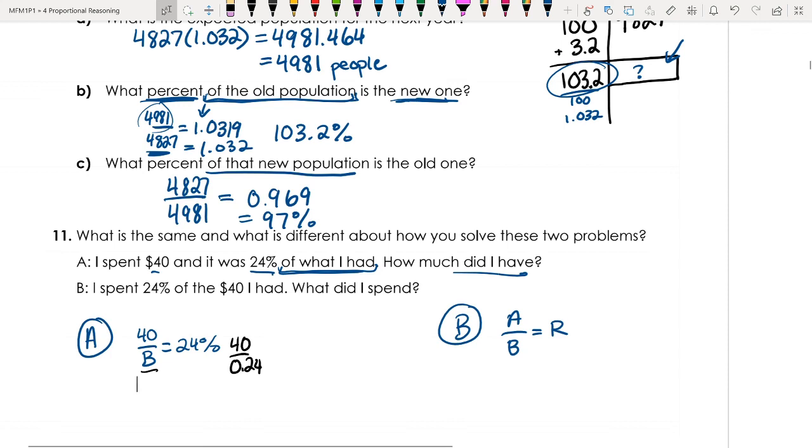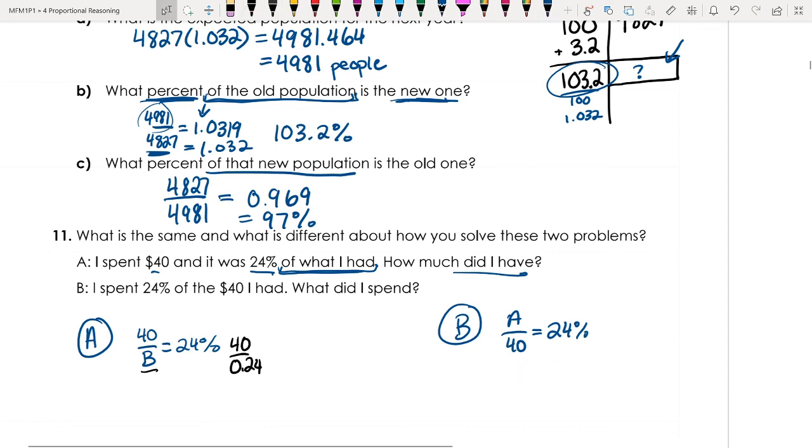Now in question number B, it says I spent 24% of the $40 I had. What did I spend? Did it give us the rate? Yes, the rate is 24%, and it says of the $40 that I had, right? So of the $40 that I had, that means that the base is 40, and we're trying to find the amount, and to do that, we multiply.